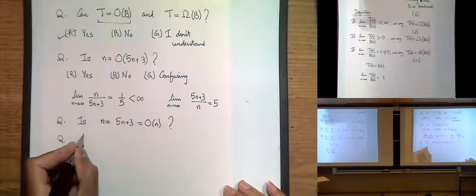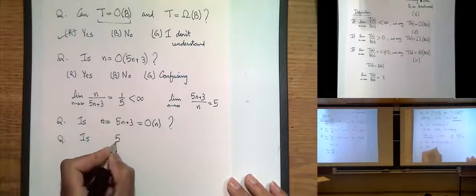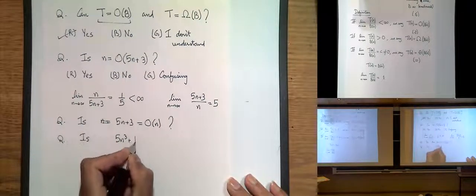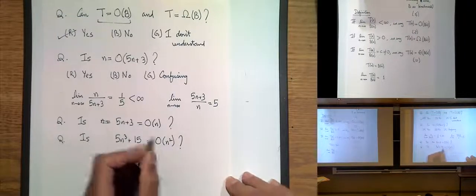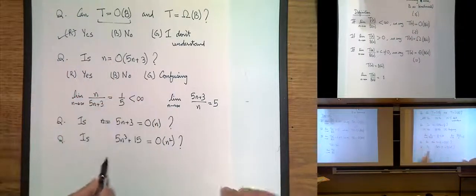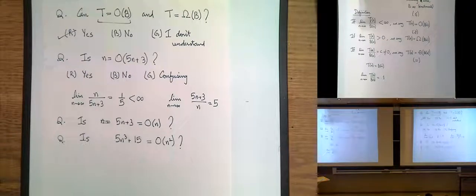Question. Is 5n cubed plus 15 O of n squared? Same options now: yes, no, confusing. And if it's confusing, you should raise your hand, because the more people who raise their hand saying confusing, the slower I will go and explain things. If I see that everybody understands, I'll just proceed. Okay, take your time. I'll give you a minute.